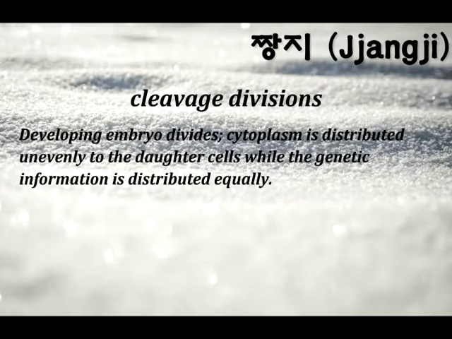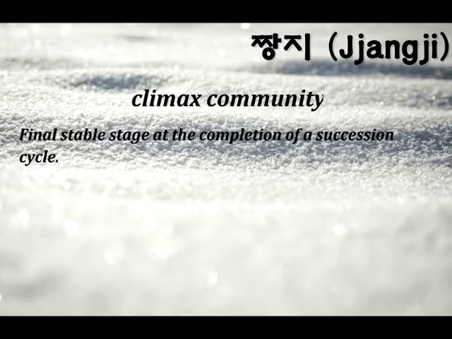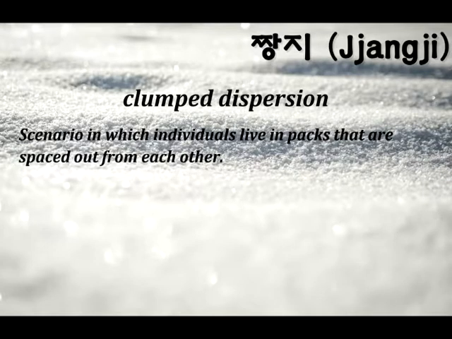Cleavage divisions, developing embryo divides. Cytoplasm is distributed unevenly to the daughter cells while the genetic information is distributed equally. Cleavage furrow, groove formed in animal cells between the two daughter cells. This groove pinches together to complete the separation of the two cells after mitosis. Climax community, final stable stage at the completion of a succession cycle. Clump dispersion, scenario in which individuals live in packs that are spaced out from each other.